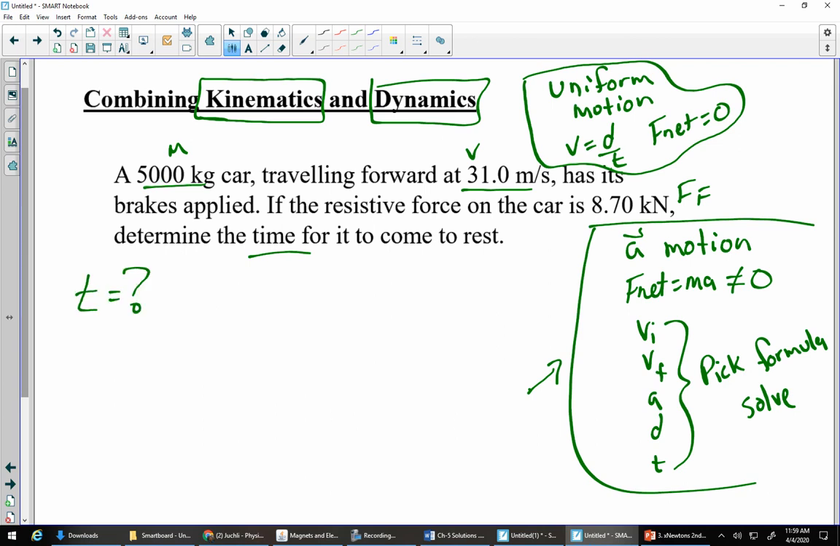Is it accelerated motion? Absolutely, because it's starting at 31, so we can change that to Vi, and then it's coming to rest. What does rest tell us about speed? If it's coming to rest, it's Vf, and if it's at rest, it's 0. So we've got Vi, we've got Vf, and I think that's all the information really given to us in terms of kinematics, but we are looking for time. If we had acceleration, could we solve for time? Absolutely, and you can look at your data sheet and pick out a formula that would work for that, but we don't have acceleration.